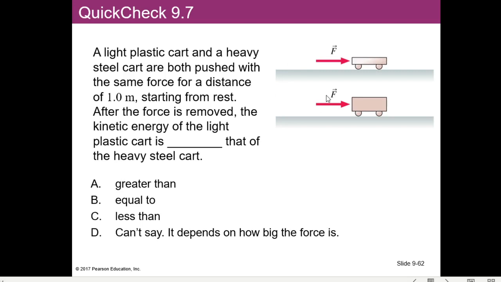Okay. On the other hand, if we asked a different question, if we asked which one's going faster, we'd have to say that the light plastic cart is going faster. Because why? Because it has a very small m. This guy has a very large m. We've got the same final kinetic energy. 1/2 little m, big V squared. And this is 1/2 big M, little v squared. Right? So I'm going to say these are equal.